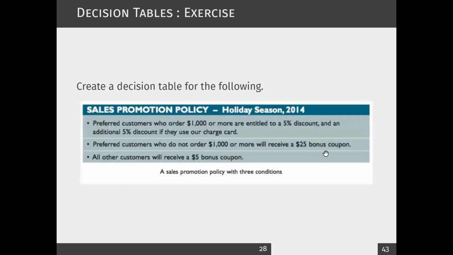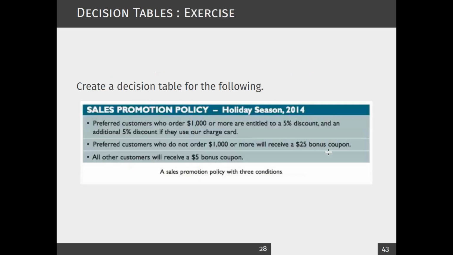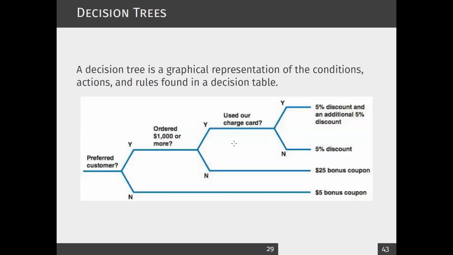The third one is the same thing you can put into a tree structure, which is clearer and is the more preferred way to do that. In this particular example, it says preferred customers, that means loyal customers, who order 1,000 or more are entitled to a 5% discount and an additional 5% discount if they use their charge card. Then preferred customers who do not order 1,000 or more will receive a $25 bonus. All other customers will receive a $5 bonus coupon. So that's how they have put it.